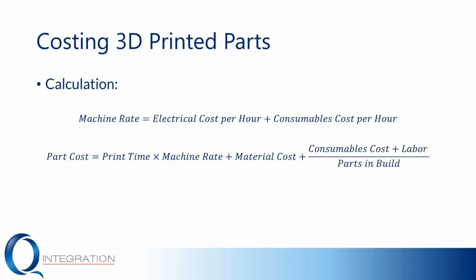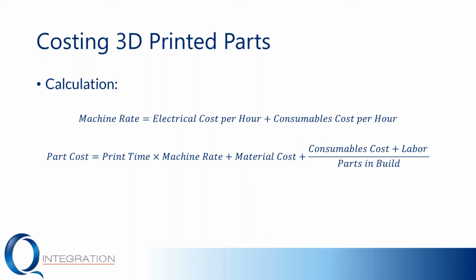So what does the calculation for a 3D printed part cost look like? Typically, I like to start by calculating the machine rate: the electrical cost per hour plus the consumables cost per hour. Just adding those two together gives a rate of operation for the machine. And you could even add labor into this if you knew it took a certain amount of time to load and unload the machine. You could add that as well.